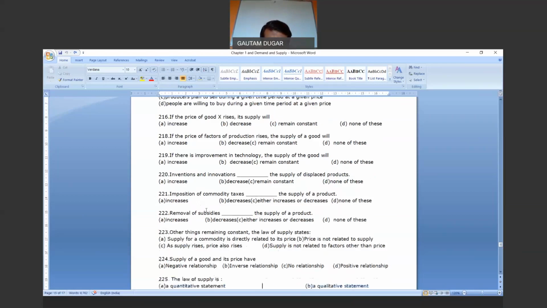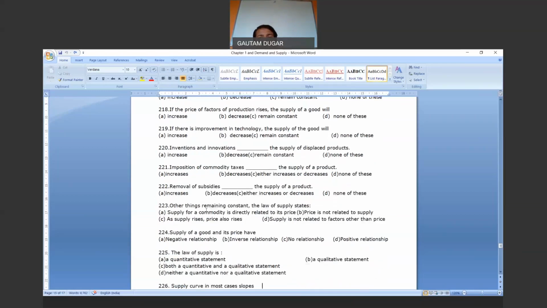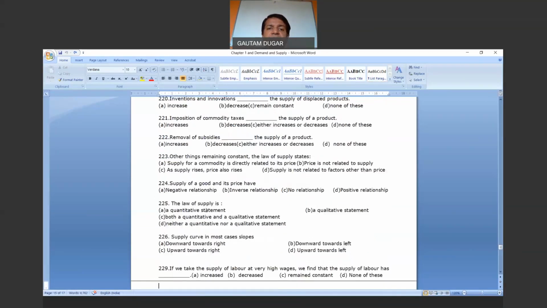2021, imposition of commodity taxes. If commodity taxes like GST, excise duties, indirect taxes are imposed, the supply gets reduced. So decreases. And similarly, 222, subsidies are removed. If subsidies are removed, then also the supply of the product decreases.